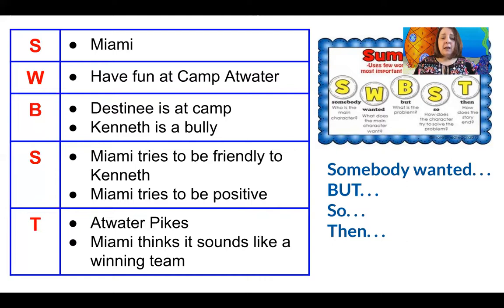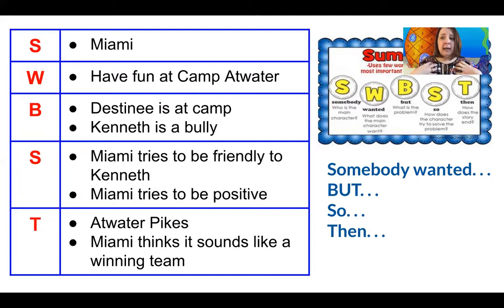The then. So, how did chapter 1 end? Well, you'll remember at the very end, they decided that they're going to name their baseball team. And they argued about it a little bit, but at the end, they decided that they would name themselves the Atwater Pikes. And Miami thinks it sounds like a winning team. Remember, I said something about Miami's attitude? It's a great attitude. Well, that's what I mean by that. Miami says, hey, that sounds like a winning team. And then that chapter ends.